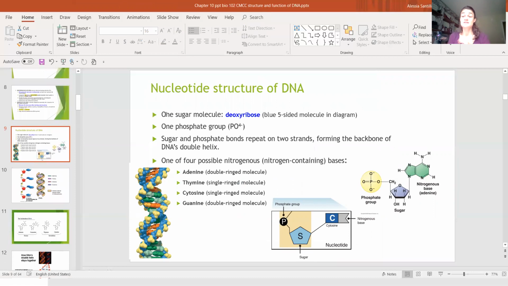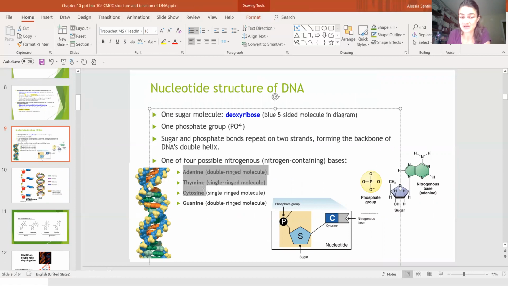So the structure of DNA. Like I said, DNA is made out of nucleotides. There are 4 types of nucleotides that make up DNA. These are known as adenine, thymine, cytosine, and guanine. You actually don't need to know that this is double.